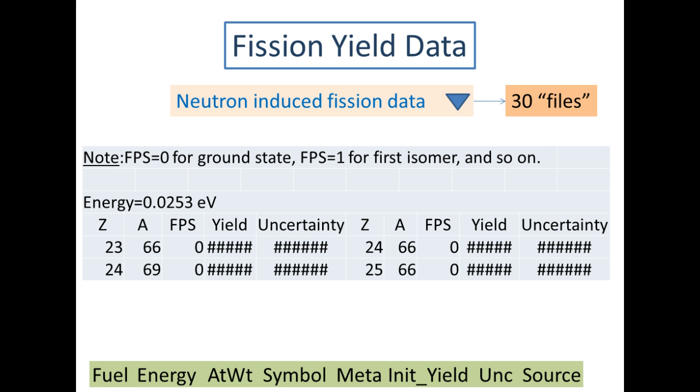The isotope designator here is in 3 parts. I need to translate the value for Z into a 1 or 2 letter symbol. A and FPS translate directly to atomic weight and meta. The new field, source, is for documentation. Most of the time it will read sigma, the name of the Brookhaven database, but there are gaps.